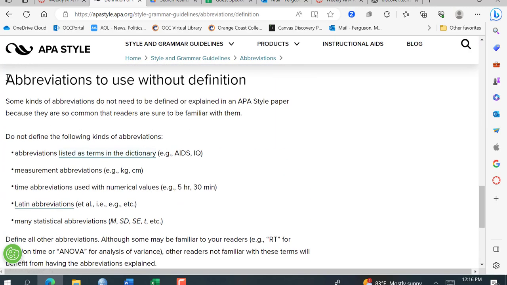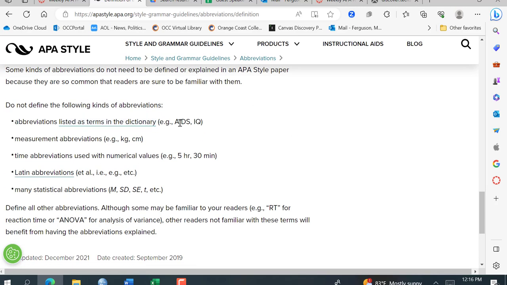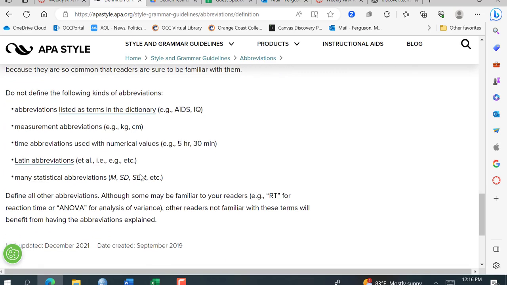Now, of course, there are some abbreviations that can be used without definition. Things that are just listed in the dictionary, IQ, different types of measurement, time abbreviations, Latin abbreviations. So here, kilograms, centimeters, don't need to be defined. Again, there is a whole list of approved APA style abbreviations in the APA manual. Hours and minutes, you don't need to write those out, don't need to show those abbreviations, and it is preferred to use the abbreviations: HR for hour, MIN for minute, S for second.